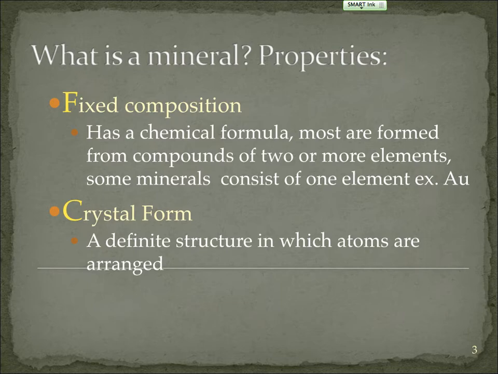It has to have a crystal form. So if you take that mineral and you put it underneath a microscope, you're going to see a definite structure in which atoms are arranged. So you're going to see a 3-dimensional shape. It could look like a cube. It could look like a hexahedral. We have something that's very, very simple, like a mineral called halite. It's just a cube structure. And then we have stuff that looks like diamonds that's very complex. So we have all sorts of different crystal forms. We're not going to get into the crystal forms too much in this class.